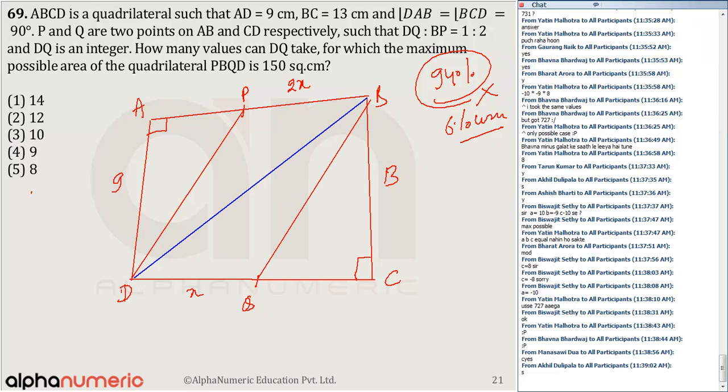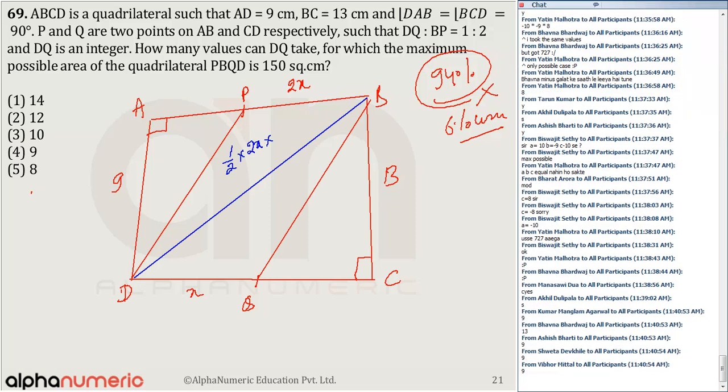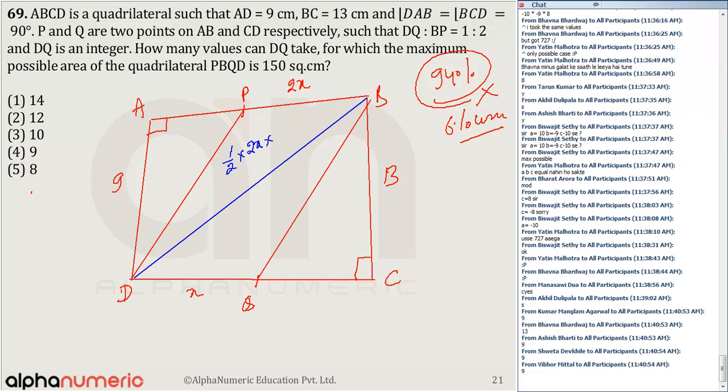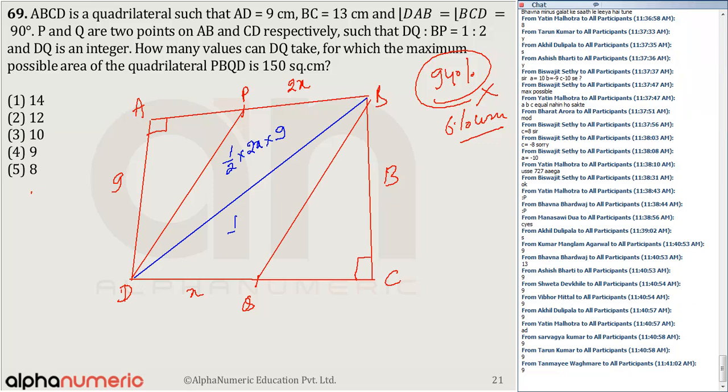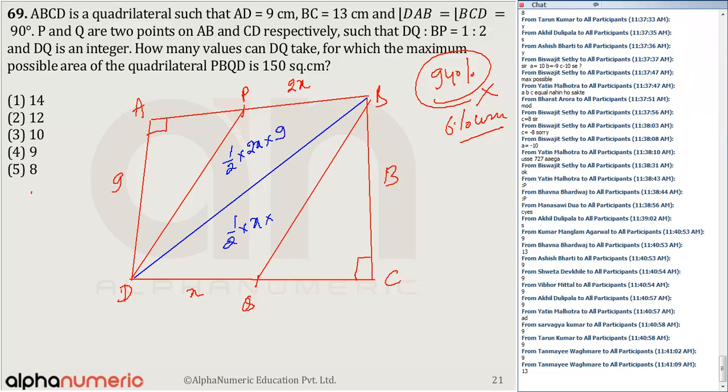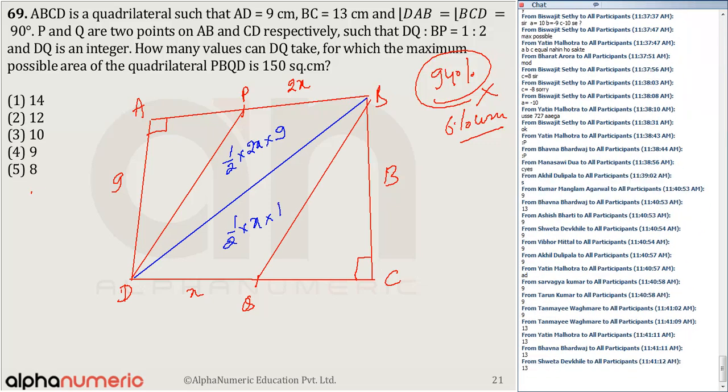What is the area of the triangle DPB? Tell me, half. Base is 2x. On base 2x, what is the height? Tell me. On base 2x, what is the height from point D? Can anyone tell me? 9 hoga ya 13? 9? Pakka? 9. Theek hai. Area of the triangle DBQ, half into x. On the base DQ, what is the height from point B? That is equal to 13.